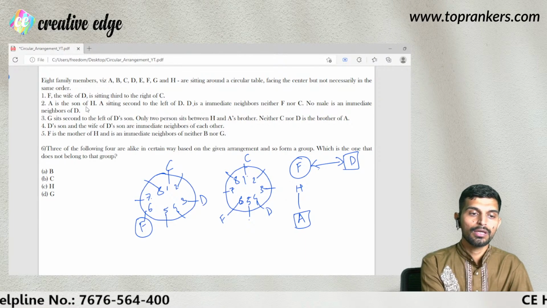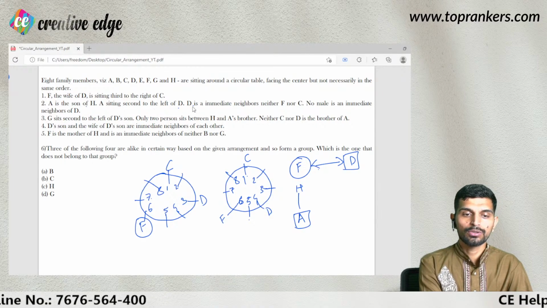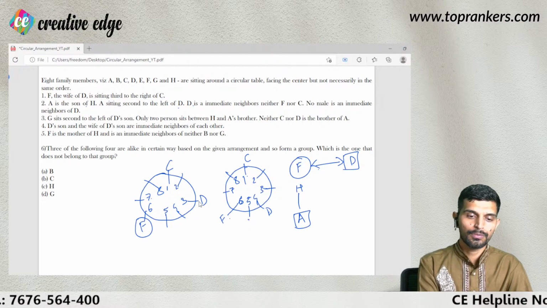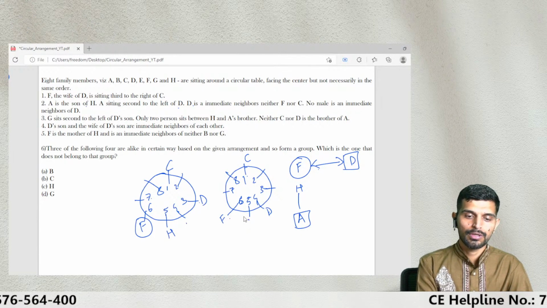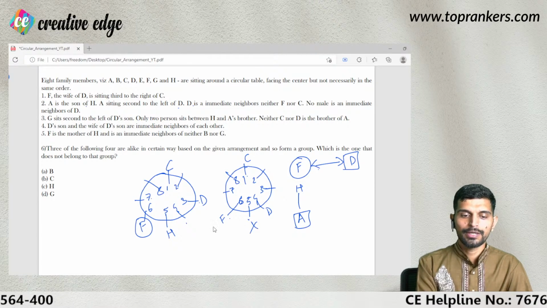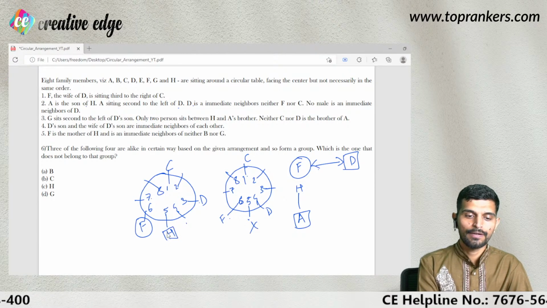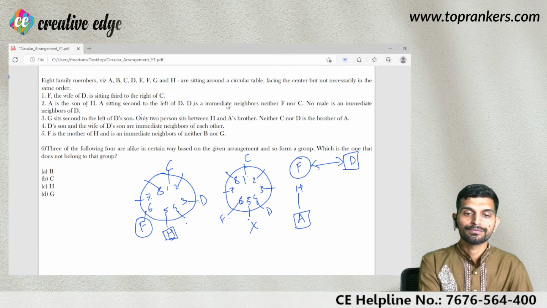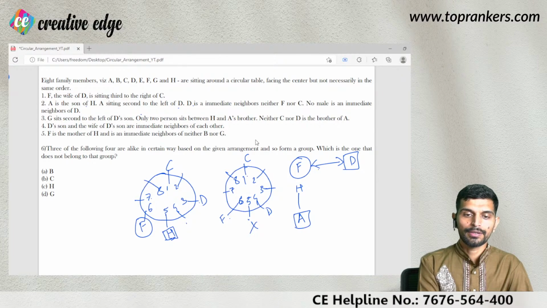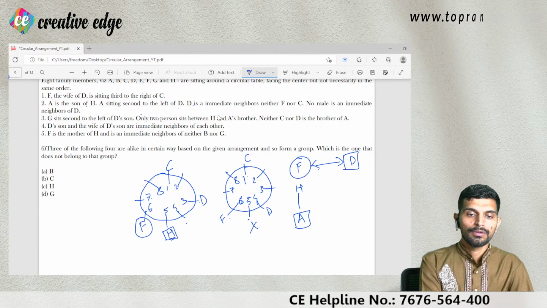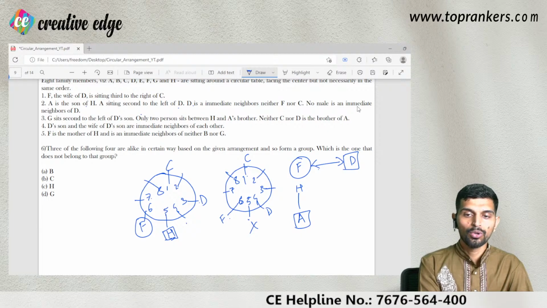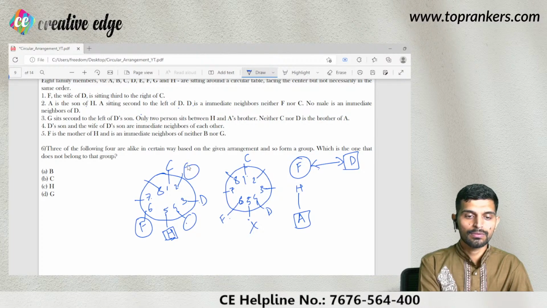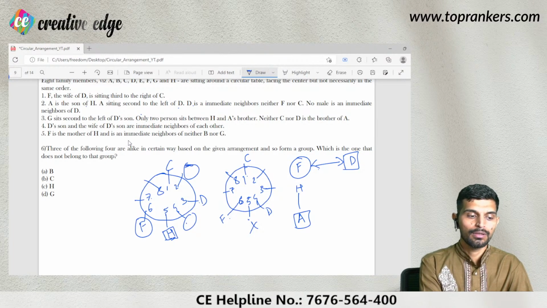A is son of H, sitting second to the left of D. Second to the left of D, first, second to the left, not possible here. So it is possible in the other case, and I can discard this one. I'll have H sitting second to the left of D. Next clue is no male is an immediate neighbor of D. So D has both neighbors as female, right?